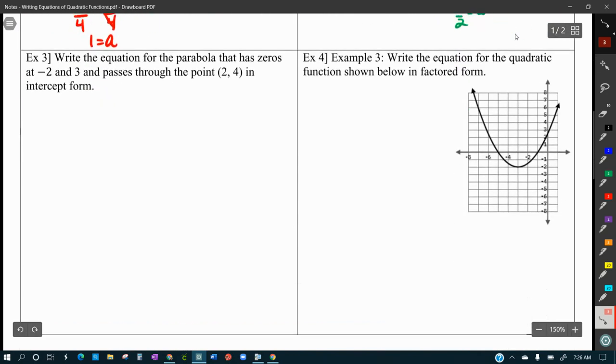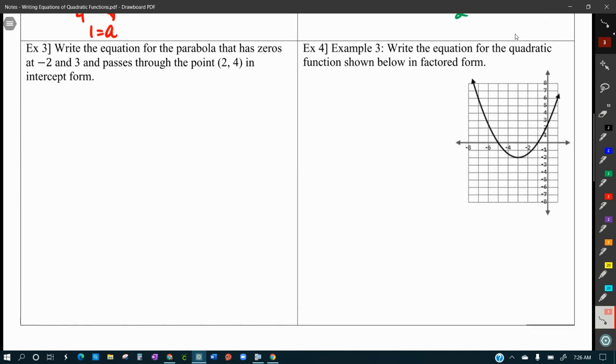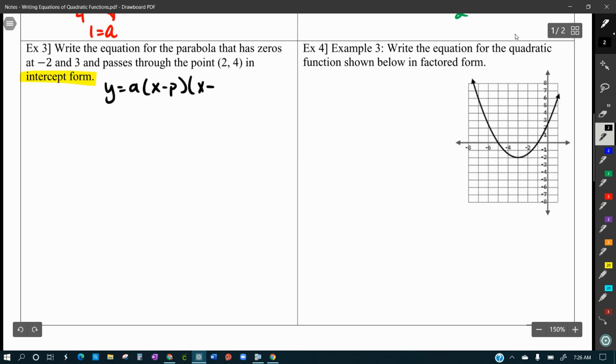Now, for example 3, write the equation of the parabola that has zeros at negative 2 and 3 and passes through the point 2, 4 in intercept form. So now I want my final answer in intercept form. So intercept form was the x minus p times x minus q with the a in the front. So it's the same idea. I still need to solve for a. I have p and q because those are right here at negative 2 and 3.